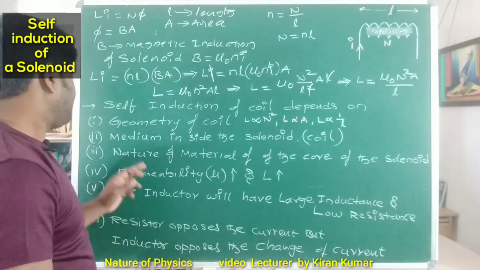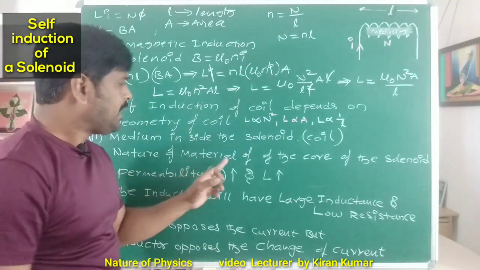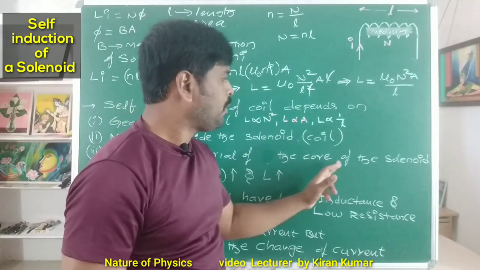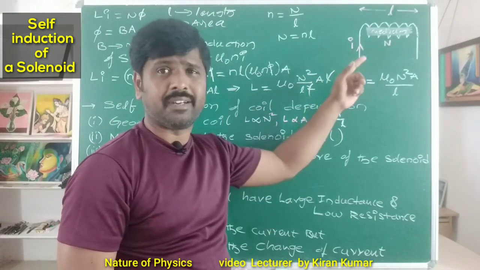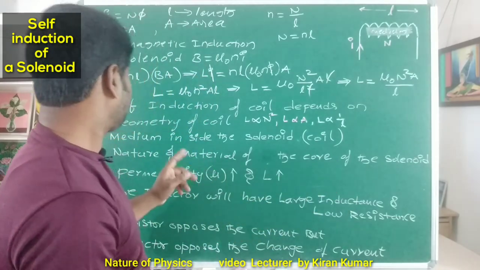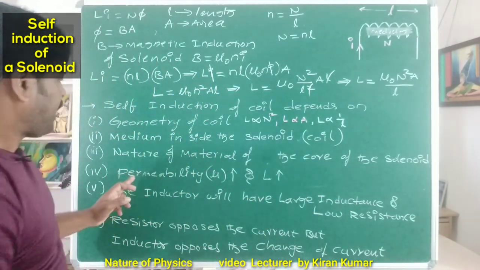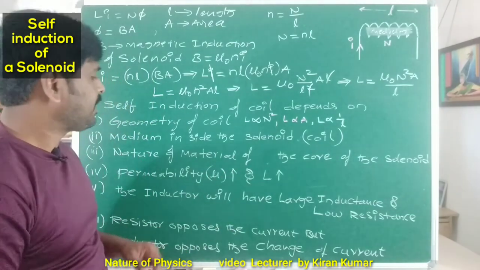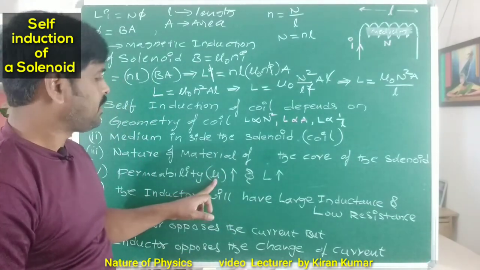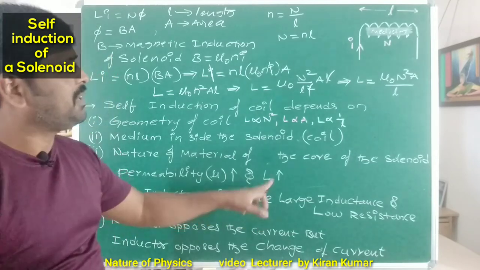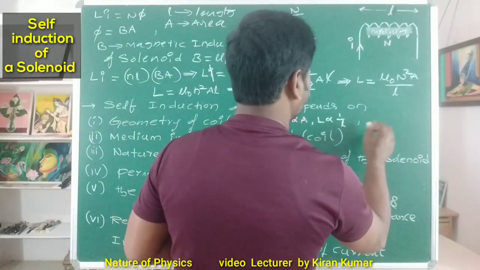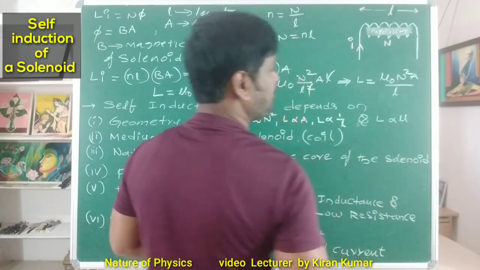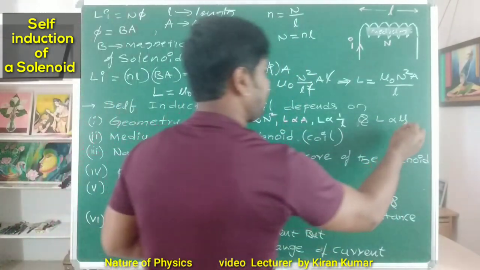Next, the nature of the material of the core of a solenoid. Already we discussed material, which is nothing but the medium. If permeability increases, then the coefficient of self-induction also increases. When mu increases, the coefficient of self-induction increases. Here we can also write that L is directly proportional to mu, so we can write mu naught.